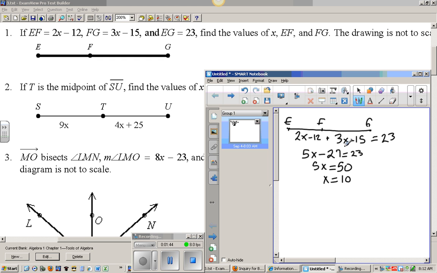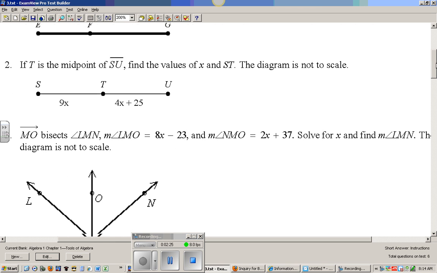X is 10, but not only does it want x, it wants EF and FG. So if EF, we would have 2 times 10 minus 12. 2 times 10 is 20. Minus 12 is 8. And here we'd have 3 times 10 minus 15. So that's 30 minus 15, which is 15. So EF equals 8 and FG equals 15.